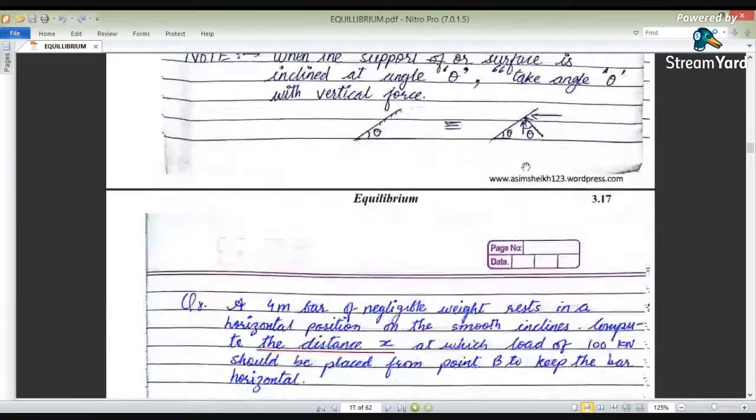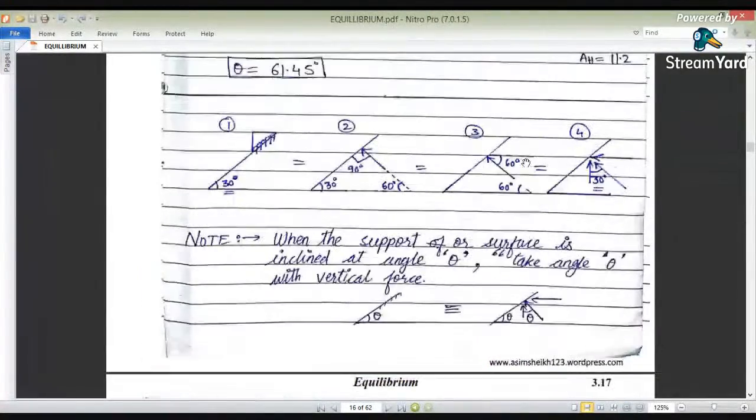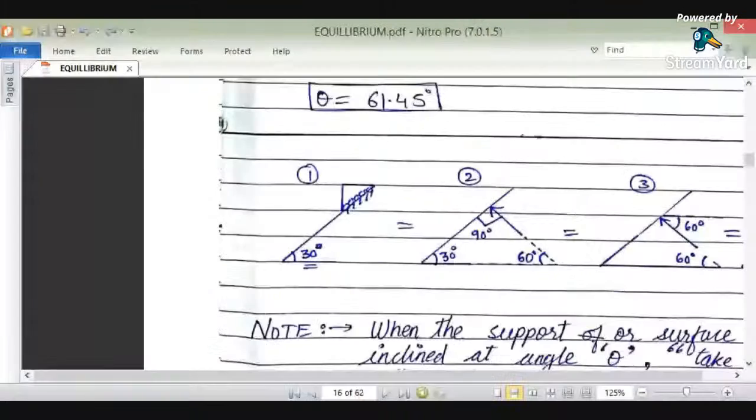So in this way, we have studied the concept of equilibrium, and different support conditions and different load conditions in today's lecture. Again, we will solve some more problems on equilibrium, or have some different concepts, in the next lectures. So today we will end this lecture. If anyone has queries or doubts, they can ask related to the lecture.